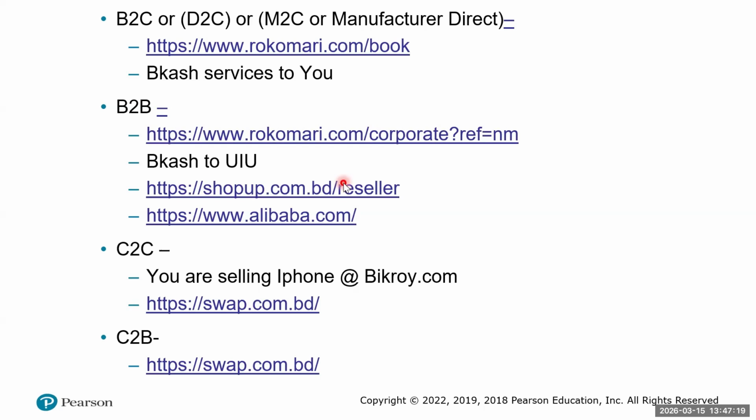So yes, we are talking about Bkash when it executes the transaction with you. It is a what? B2C or B2B? B2C. But then when Bkash is doing the transaction with UIU, then it's B2B. Exactly. And what happens about Rockomary? When you are purchasing a book from Rockomary, then it is a B2C. But then when your university is purchasing books for their library from Rockomary, then it gets B2B. Exactly, yes.